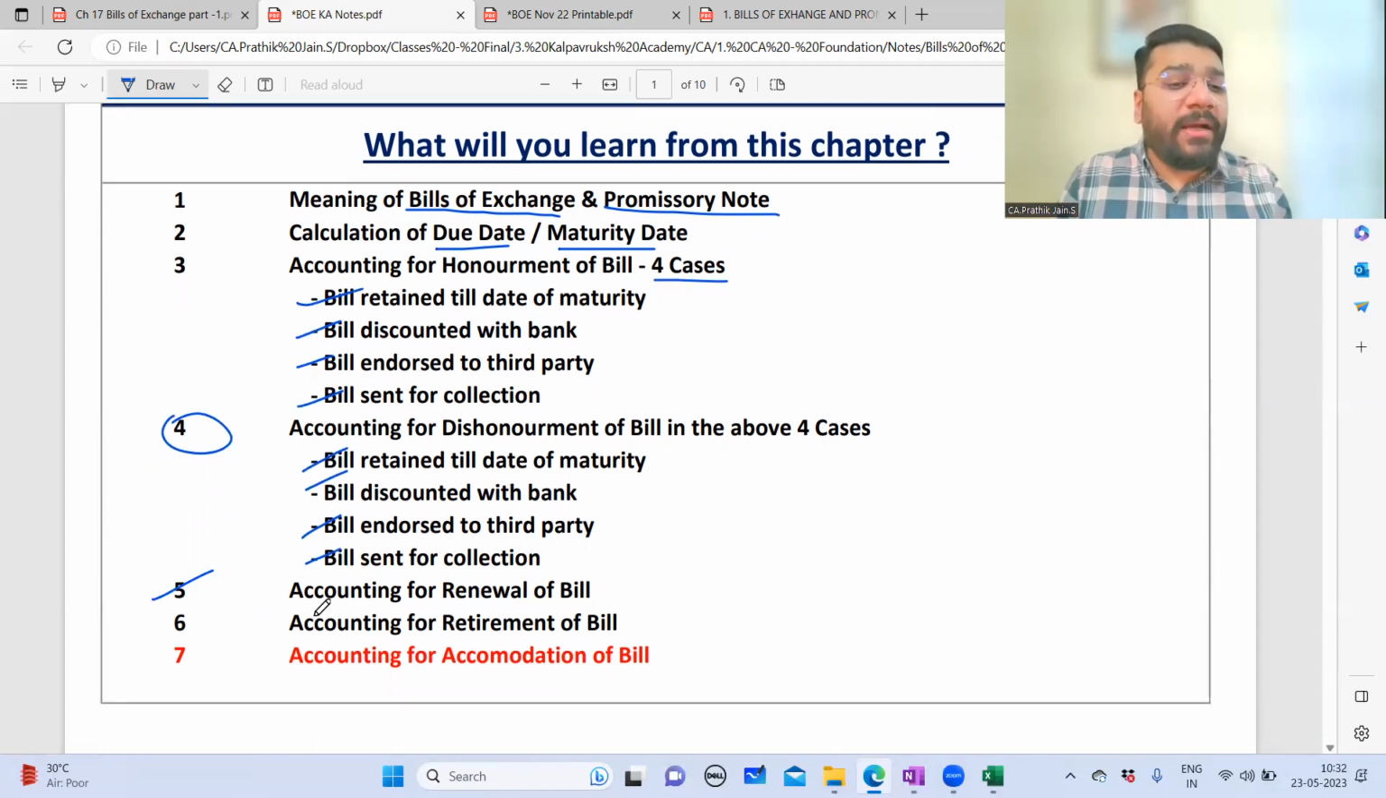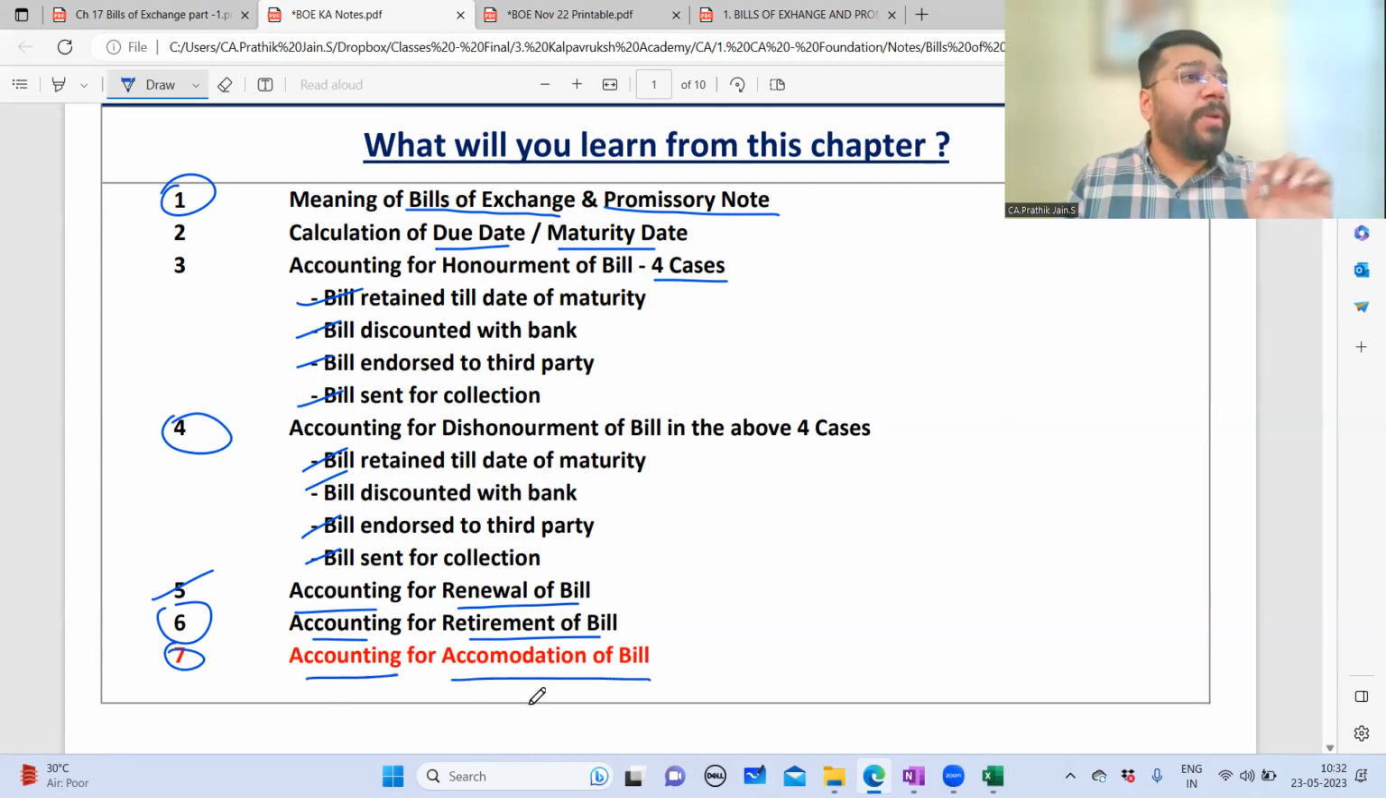Also, we'll understand the accounting treatment for the renewal of the bill and the accounting treatment for the retirement of bill. Guys, this point number 1 to point number 6 is something which you have already studied in detail in your 11th standard syllabus. So here in CA Foundation, you have all of that. Plus, there is one additional concept on which you learn how to do the accounting for accommodation of bill. Accommodation of a bill was a small theoretical concept back in 11th standard. So here in CA Foundation, you'll have full-fledged questions based on accommodation of bill.